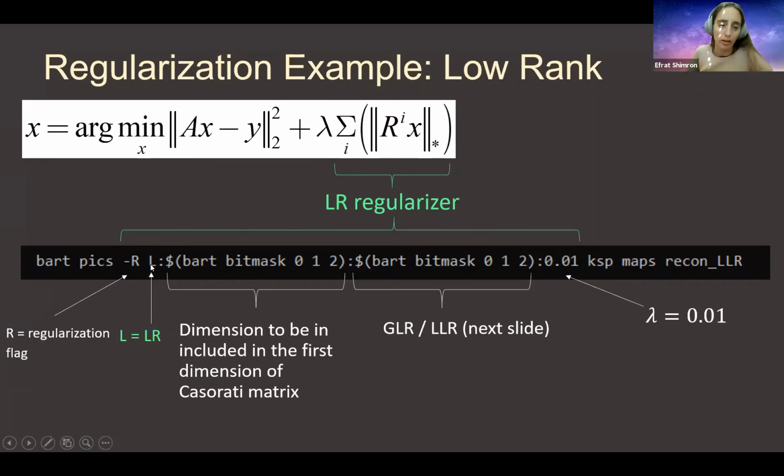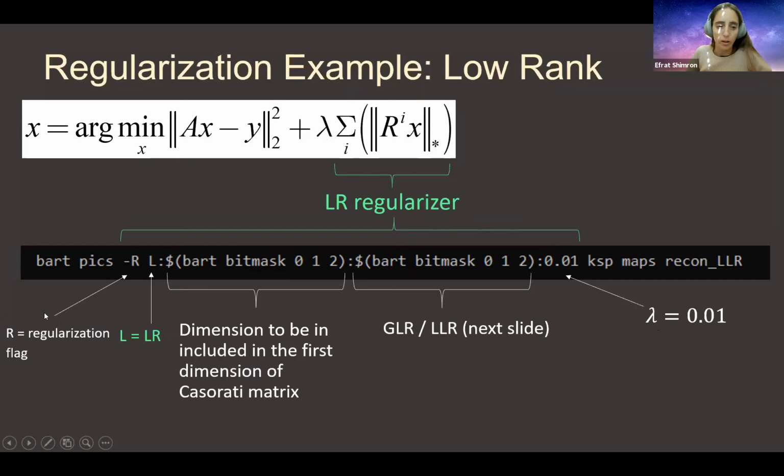So we have -r. We have L, which stands for local low rank or just low rank, because we can also implement the global low rank here. And we have these two arguments that I will go into in the next slide. And in the end, we have lambda. Lambda is the parameter that controls the trade-off between the data consistency term and the regularization term.